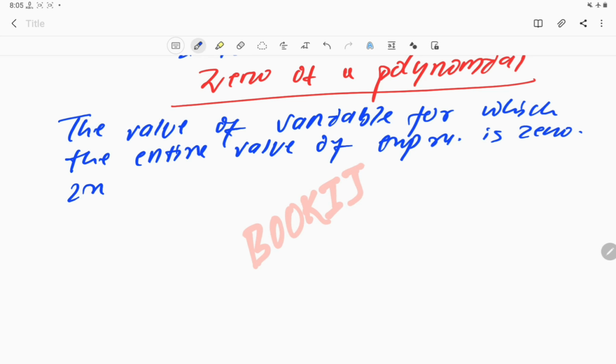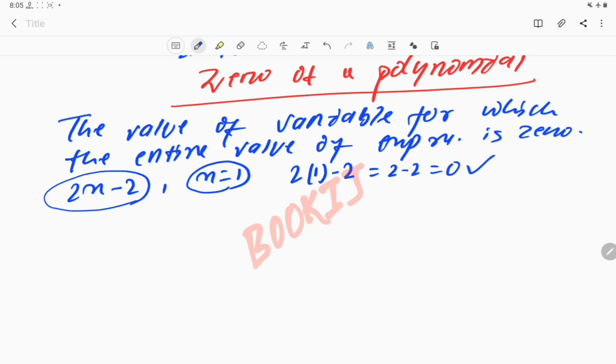Suppose it is given an expression or polynomial like 2x minus 2. By putting the value x is equal to 1, I am getting 2 into 1 minus 2, that is 2 minus 2, which is 0. That means for x equal to 1, the entire value of 2x minus 2 is 0. Hence x is equal to 1 is the zero of the polynomial 2x minus 2.